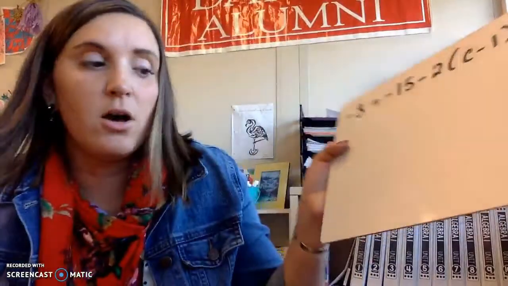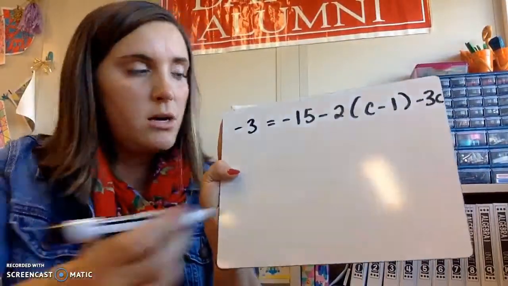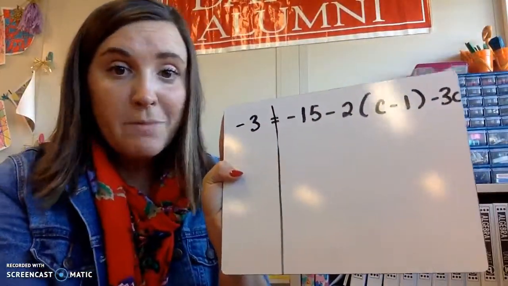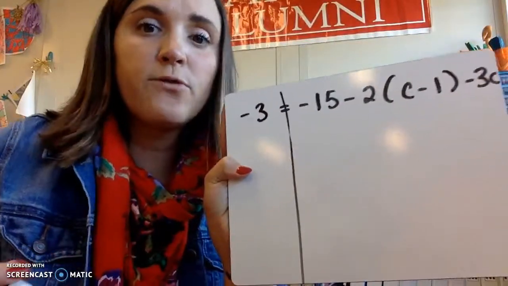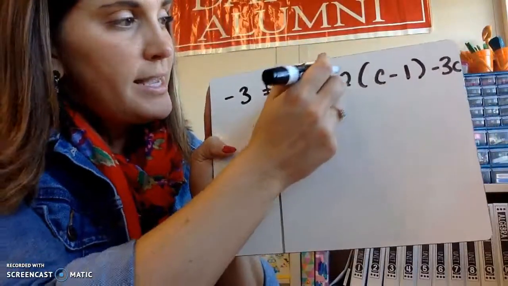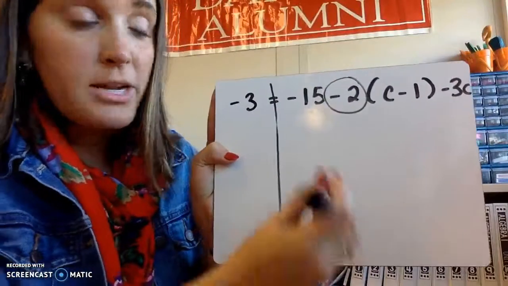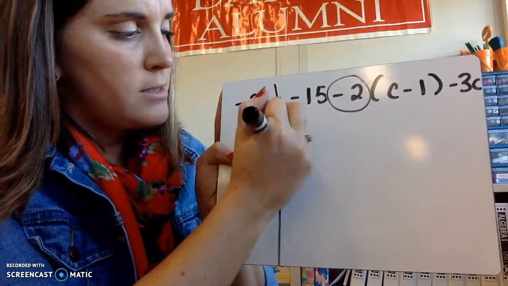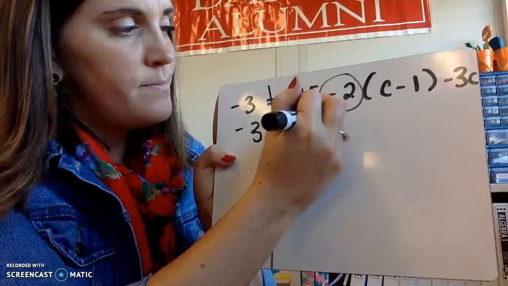Number 13, I've got -3 equals -15 minus 2, parentheses c minus 1, end of parentheses, minus 3c. Almost ran out of room. It is pretty long, and I spread it out a little bit towards the beginning. Distribute first. All right, so -2 is going to be distributed through. So bring everything else down as you go until you get there.